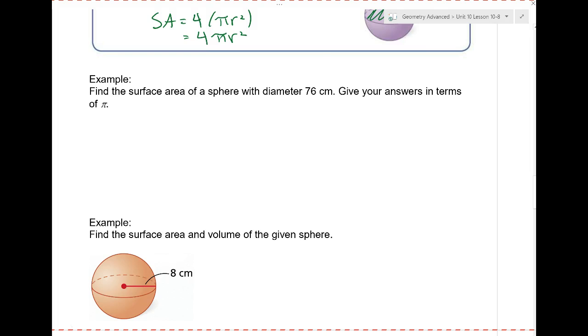Let's figure this out. It says find the surface area of a sphere with a diameter of 76. Guys, what do you need to know? Radius. All right, so what's our radius going to be? Yeah, radius is going to be 38. Your surface area is so easy. Write your formula down. Plug and chug it in. So we get 4 pi, our radius squared is 38 squared. Should be a fairly large number. All right, what do you guys get? I believe your answer in terms of pi, my friends.